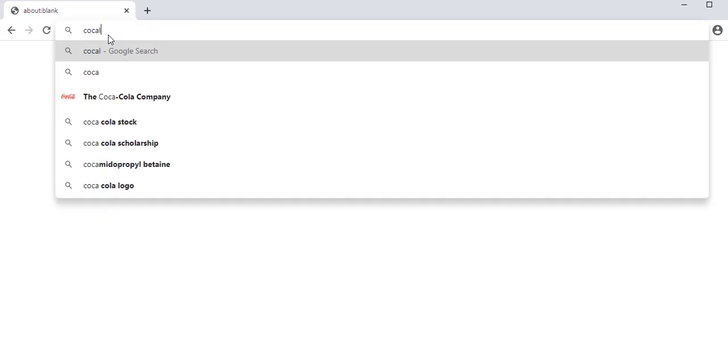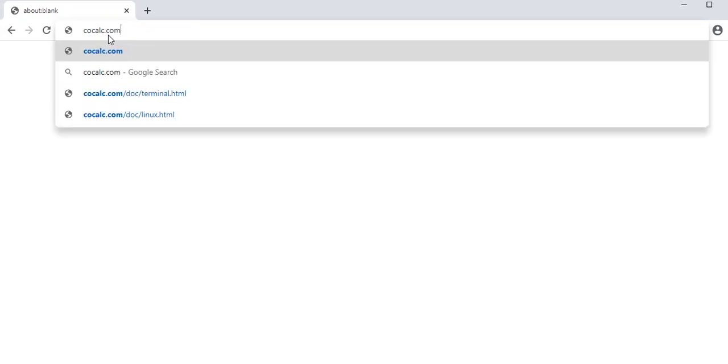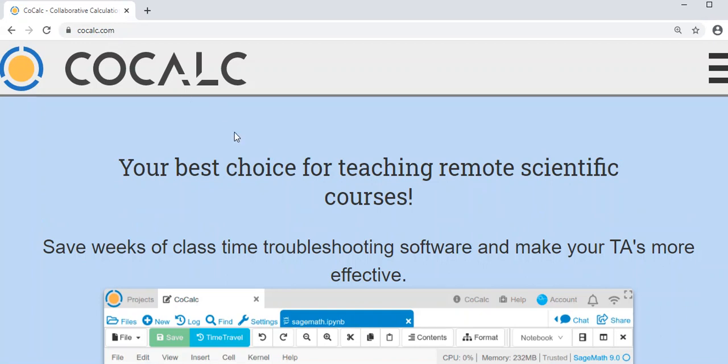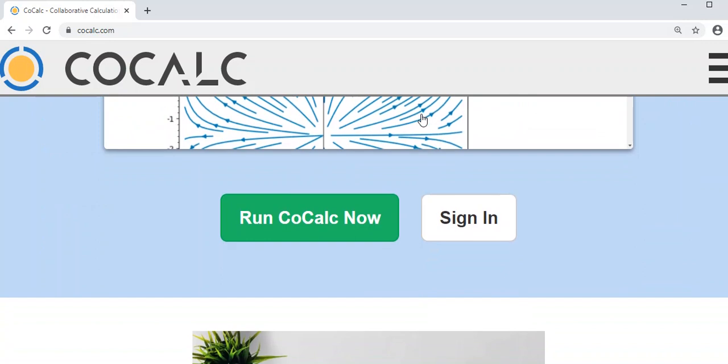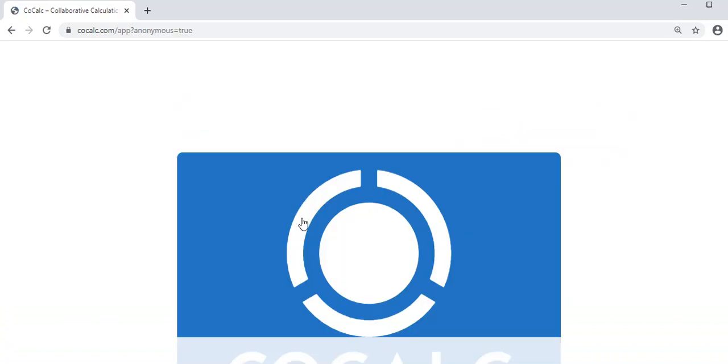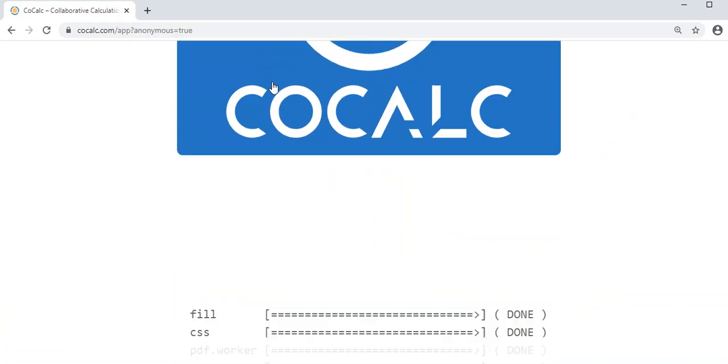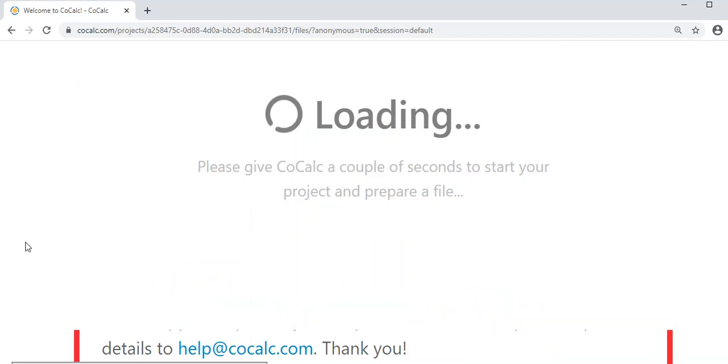I'll just start up Chrome here. And so to do this, you can just go to CoCalc.com. All right. You can also find the link on the SageMath website. Okay, so CoCalc.com. And there's different things you can do. You can certainly log in, make an account, save your work, but you don't need to, and we're not going to for purposes of this video. We're just going to click Run CoCalc now. And as you can see, it's loading some things. So give it a few seconds.